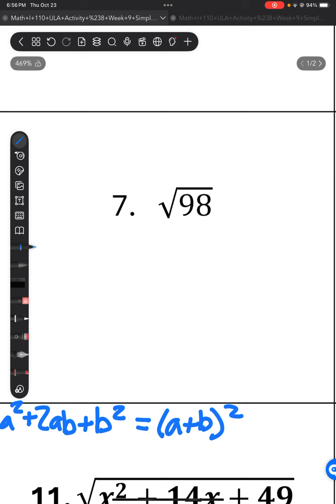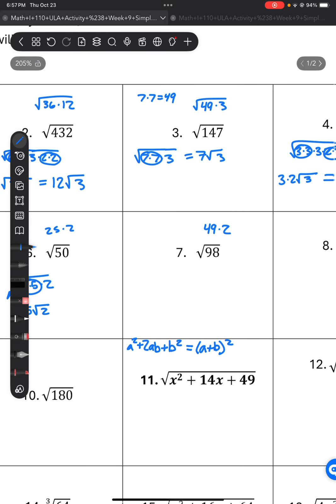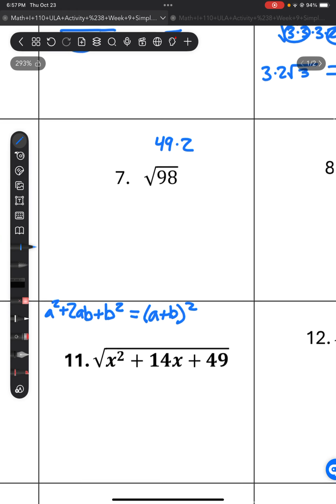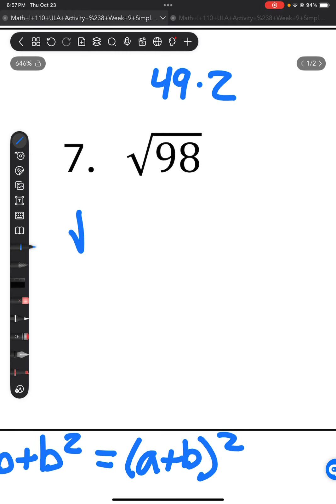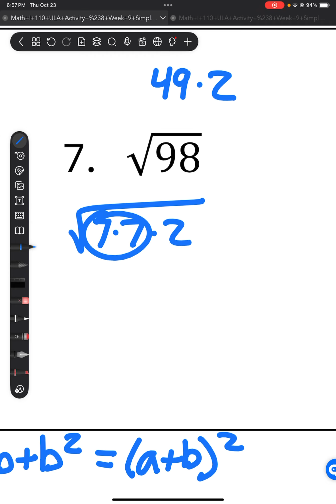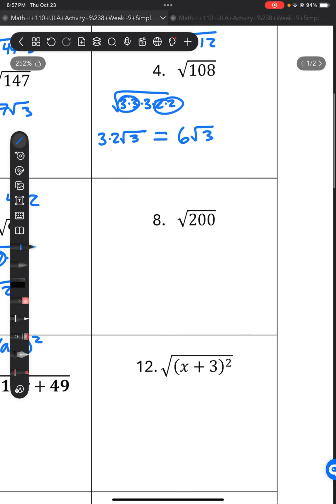All right, number 7, 98. That's a little harder one, but from here, you can just do 49 times 2. That's another thing if you just want to try to find the largest factor. You first divide it by 2, then 3, and that's where I find the 49 times 2. That's where I start. So from here, it's 49 times 2. So again, making that 49, 7 times 7 times 2. Found our pair, take it out, we're left with 7 root 2.